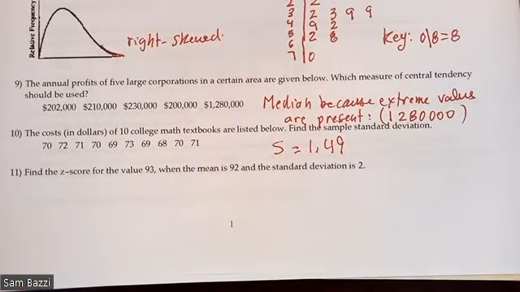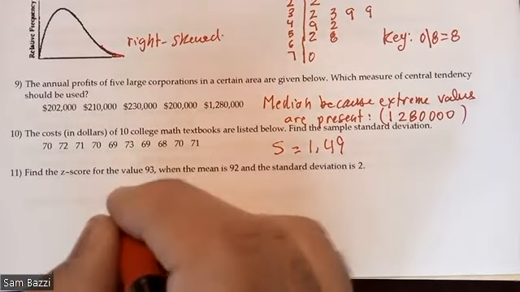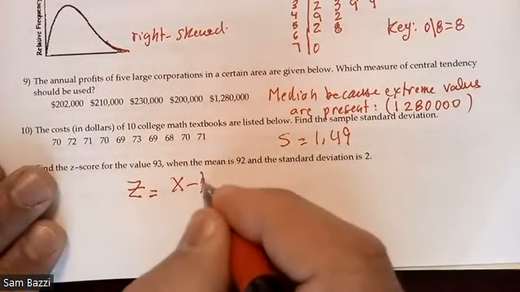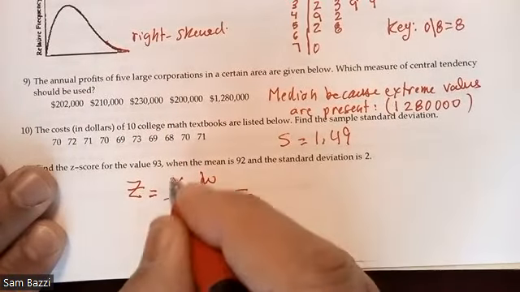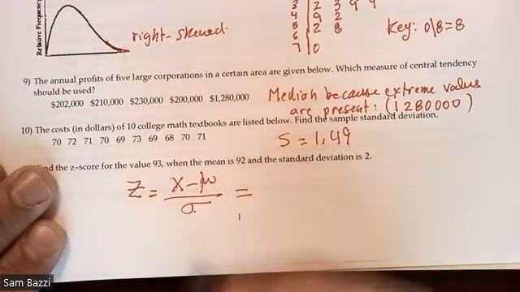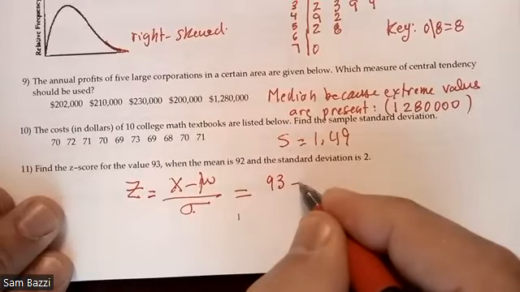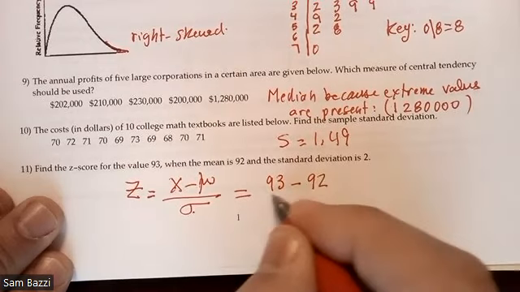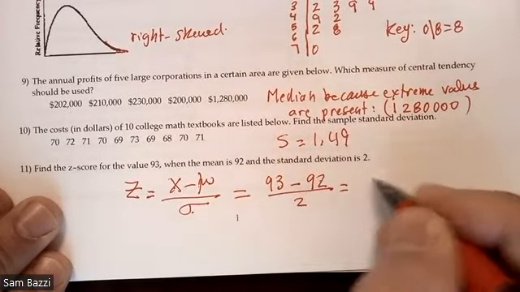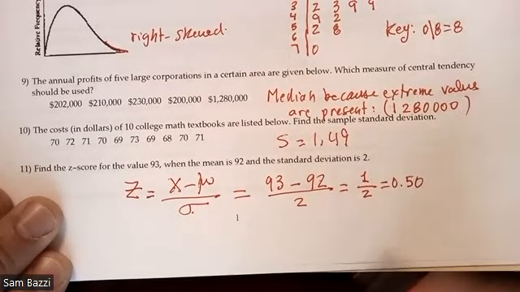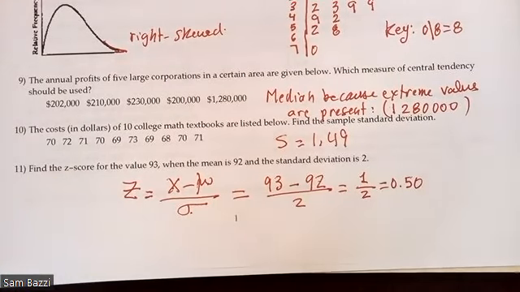Find the Z-score for the value 93 when the mean is 92 and the standard deviation is 2. Here is the formula for the Z-score, guys. It's X minus the mean divided by the standard deviation. X is the value, mu is the mean, and sigma is the standard deviation. So the value is 93 minus the mean 92, divided by sigma. 93 minus 92 is 1, divided by 2, it's 0.5. And that's the Z-score. Any questions, guys?